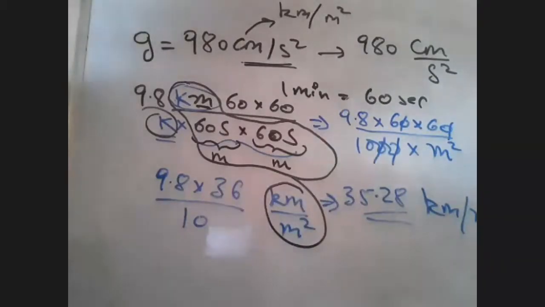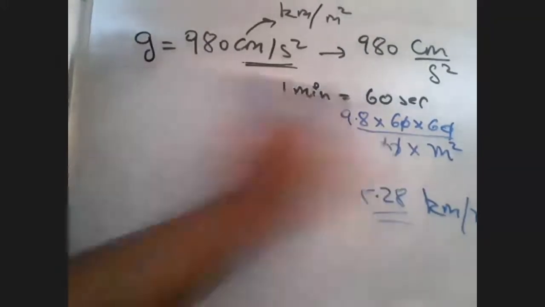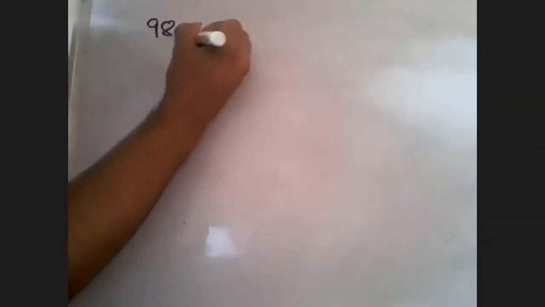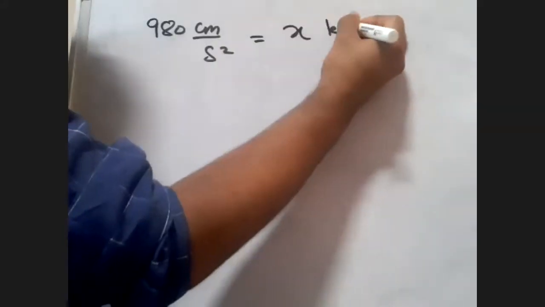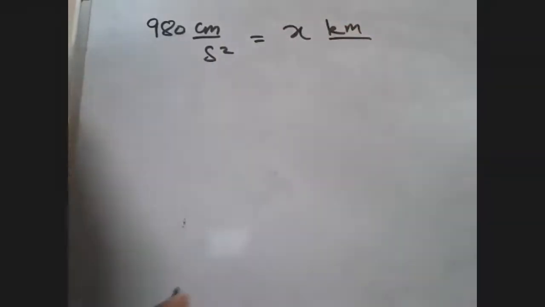But if this is still not understood by some of you, then no problem. We can do it dimensionally also. Dimensionally, you can understand it this way: 980 centimeter upon second square. I have to convert it into kilometers upon minute square. So I will write it: it is equal to x times kilometers upon minute square.